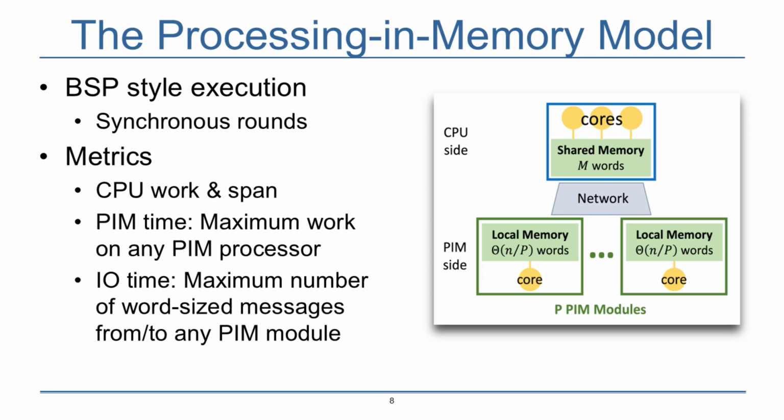Three cost metrics are used. We use CPU work and span to measure CPU computation. PIM time and I/O time respectively measure the PIM computation and communication. Note that each synchronous round must wait for the slowest PIM module to finish the round, hence we need the term maximum in the cost metrics.